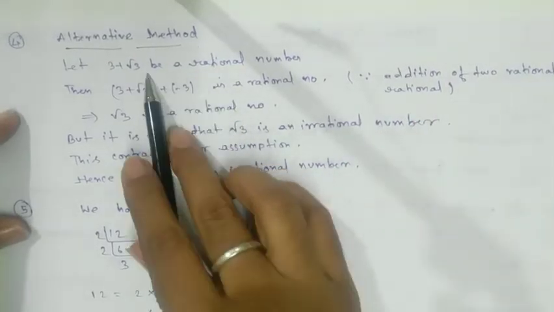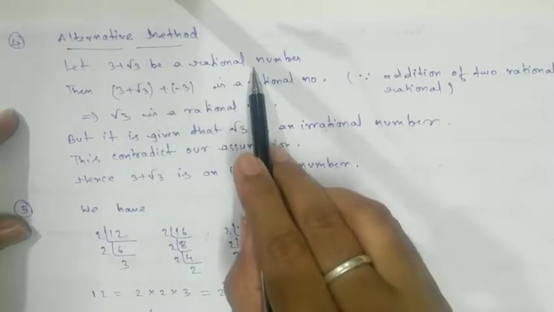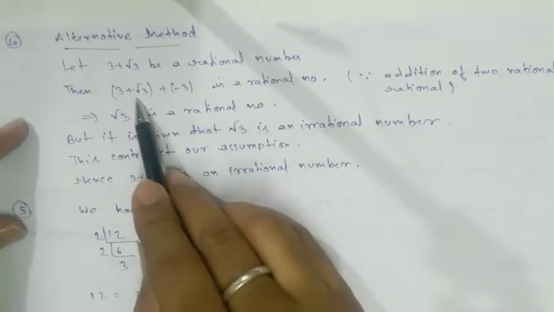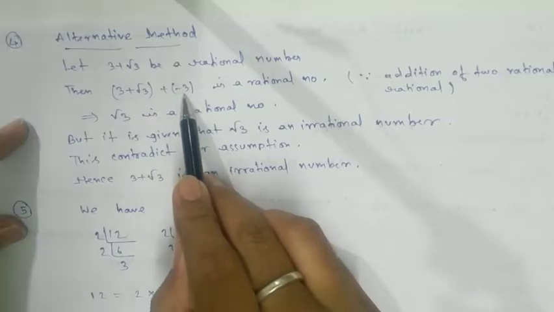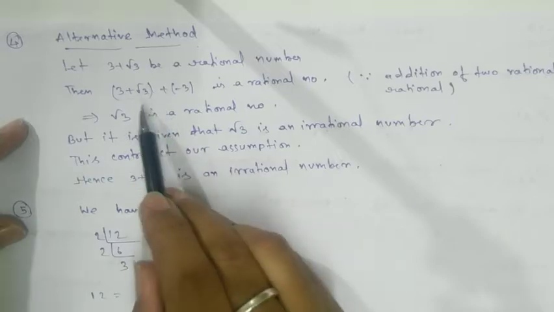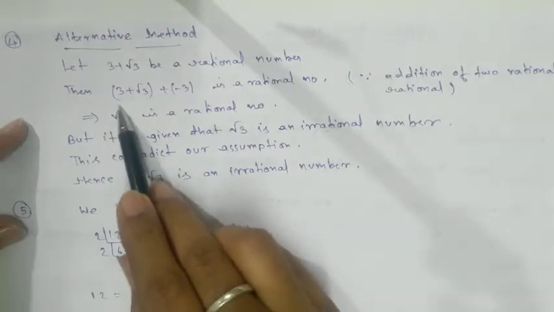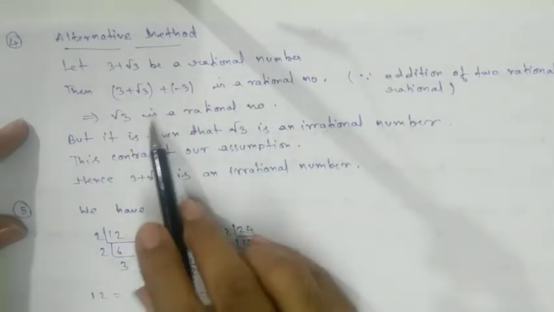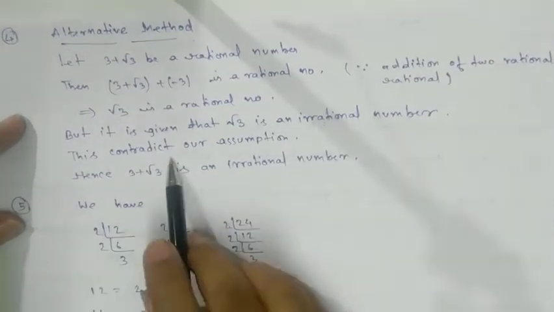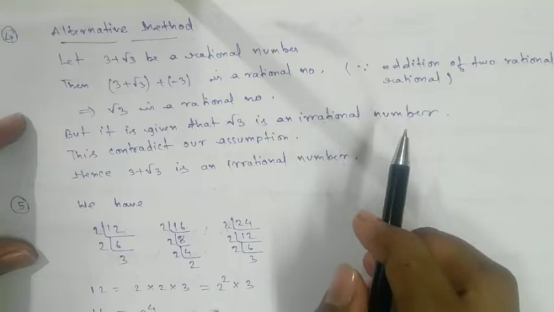This one is also a contradiction method, another way. Let 3 plus root 3 be a rational number, and we know that the addition of two rational numbers is rational. We have assumed this one is rational and minus 3 is also rational. That means if we add these two rational numbers, it will give a rational number. Plus 3 and minus 3 cancel each other, and we get root 3 is a rational number. But according to the question, root 3 is an irrational number. This contradicts our assumption. Hence 3 plus root 3 is an irrational number.